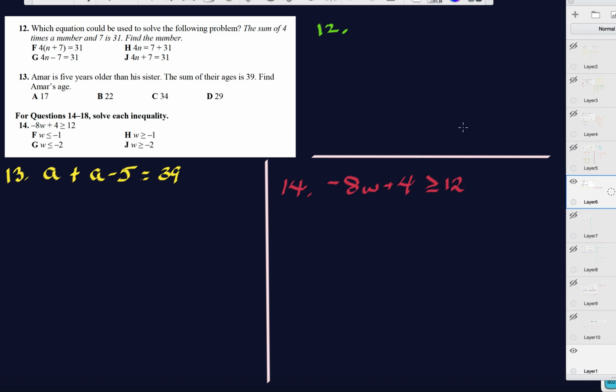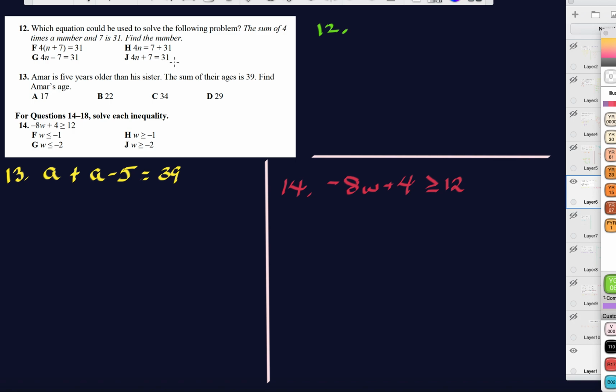Here's the next set. Let me grab the right color. This is a simple explanation. There's nothing cool about this. It's which equation could be used to solve the following problem. The sum of 4 times a number and 7 is 31. Okay, so here's our biggest problem. 4 times a number and 7.